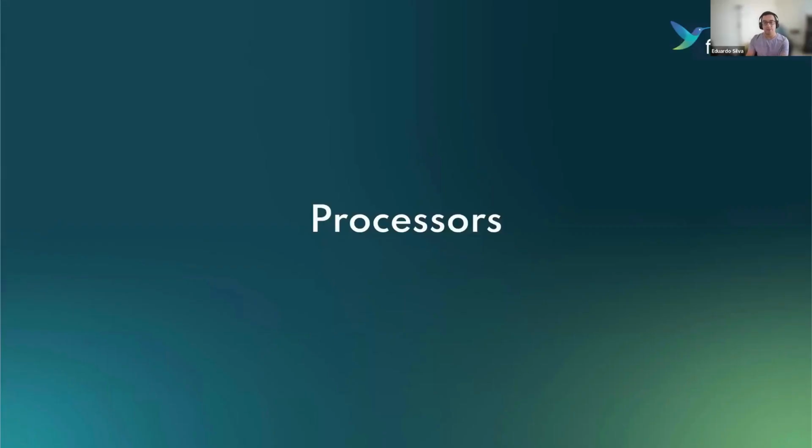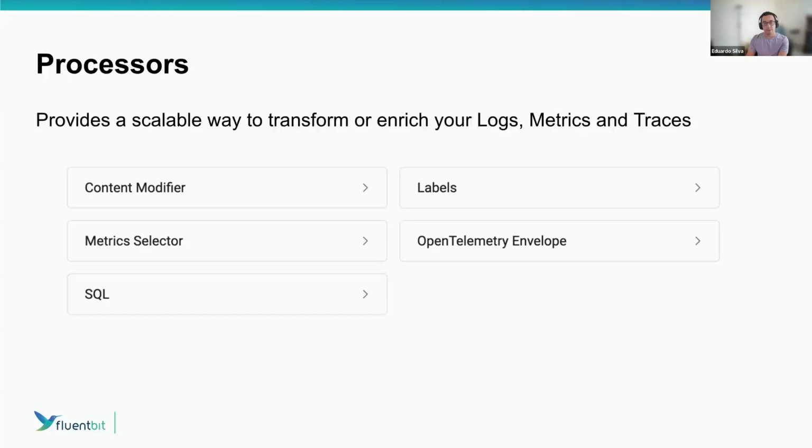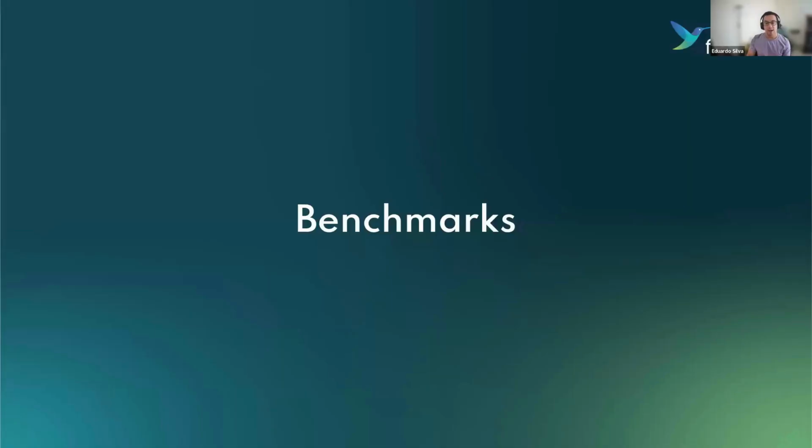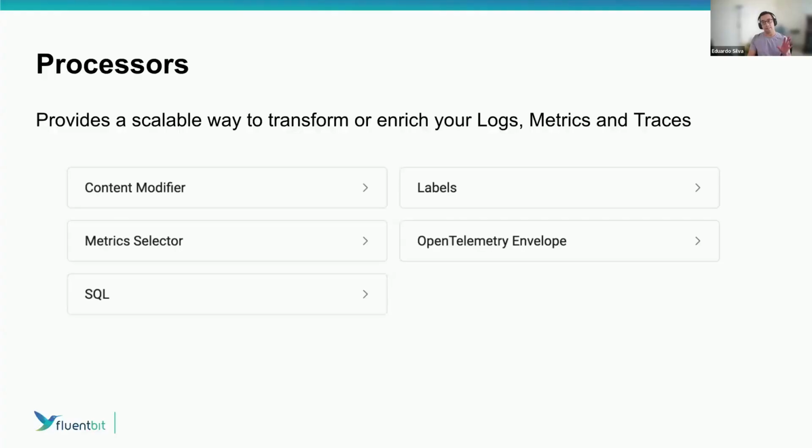Now, let's chat about processors. Processors allow you to process the data, right? In a way you can enrich, discard, or modify everything. Today we have 5 processors, and the most used one is content modifier. We have label for metrics, we have a metric selector, and we have also a SQL processor. For this, I encourage you to check out the documentation. However, we have a few demos on the content modifier at the end of this session.